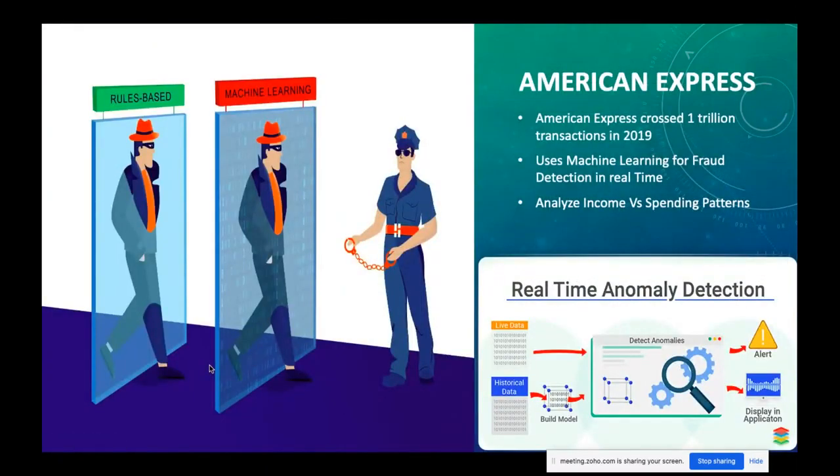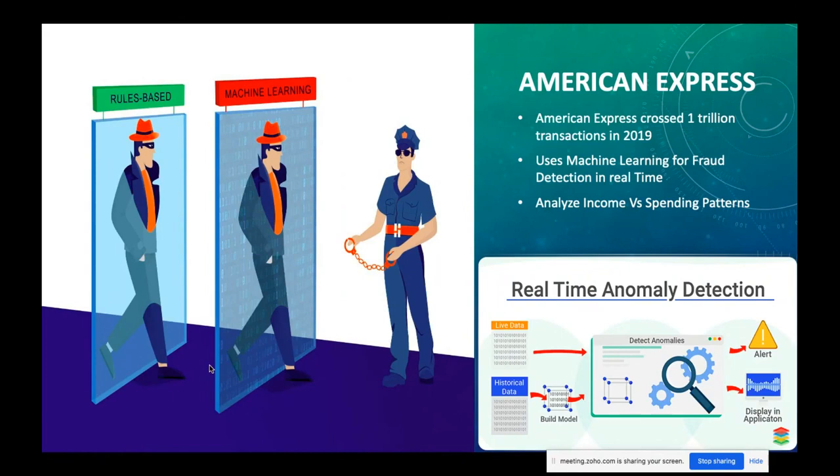American Express recently said that they have crossed 1 trillion transactions. It's not the amount, it's the number of transactions. One transaction could be of millions. So American Express has 1 trillion transactions. And how will they detect anomalies? And how will they detect the frauds?